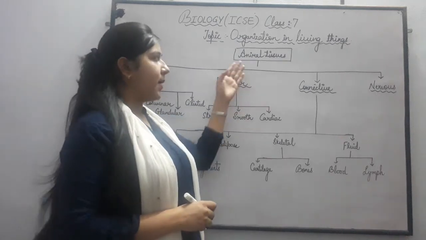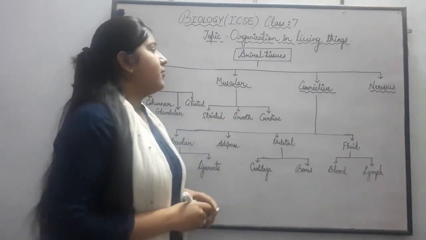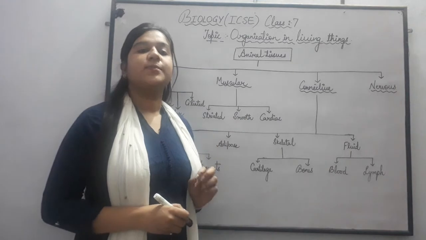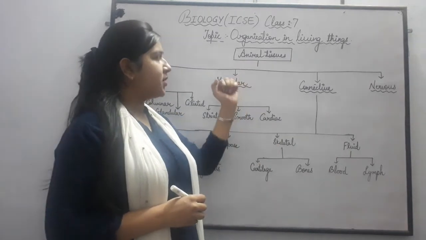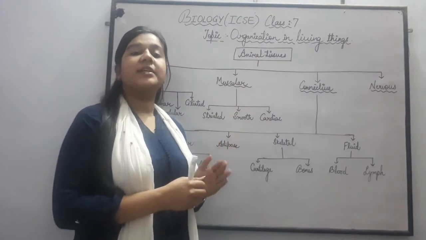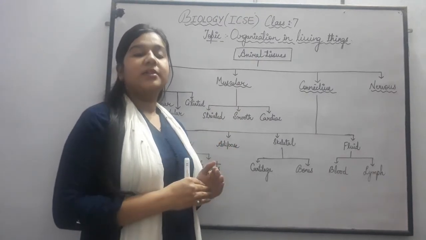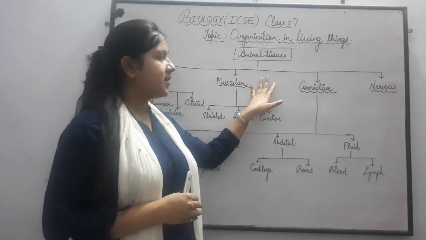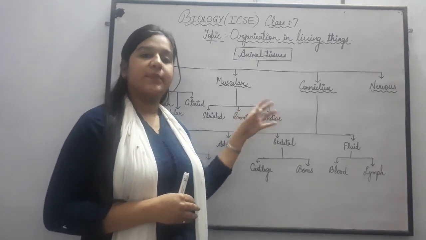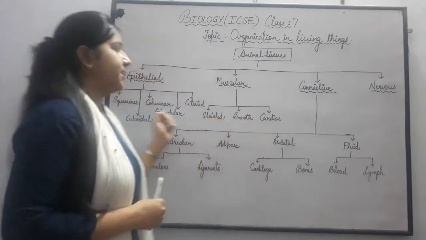Now we will learn about animal tissues. We all know that animals and plants both are made up of cells. So a group of cells is known as tissue. The same way, just like plants, animals are also made up of different types of tissue. Let us first see how many types of tissues are present in animals.